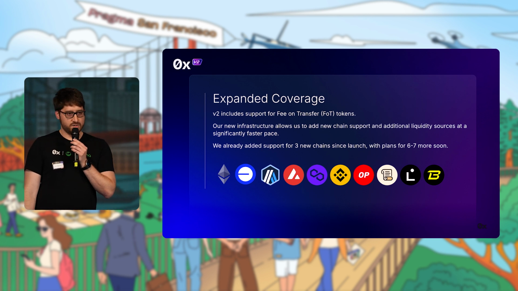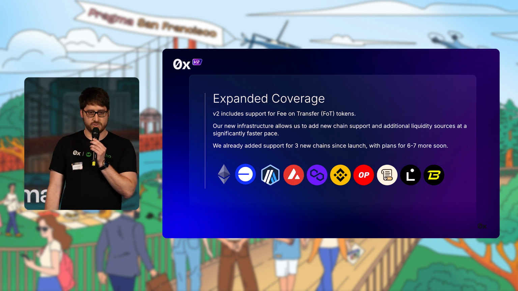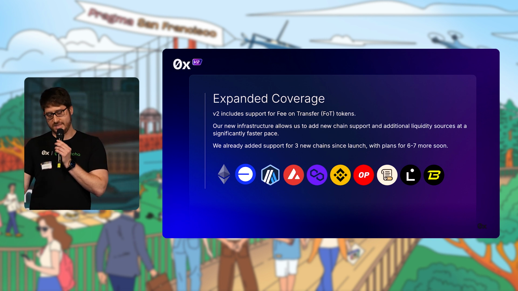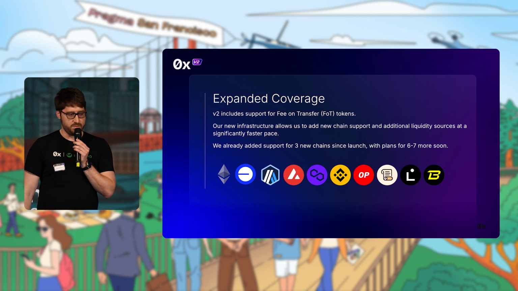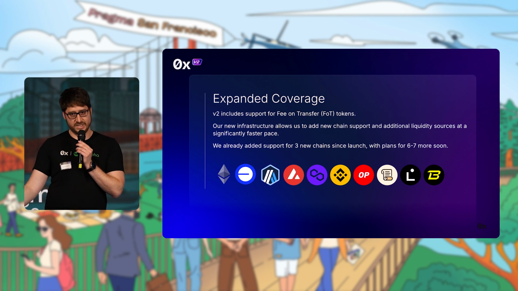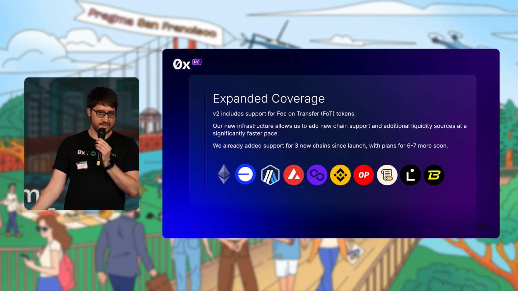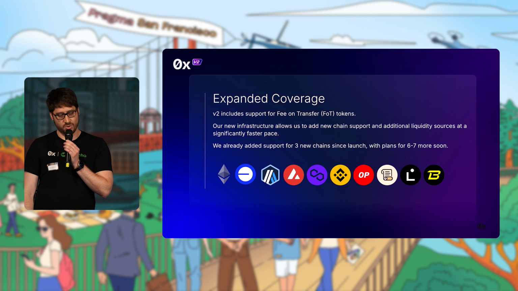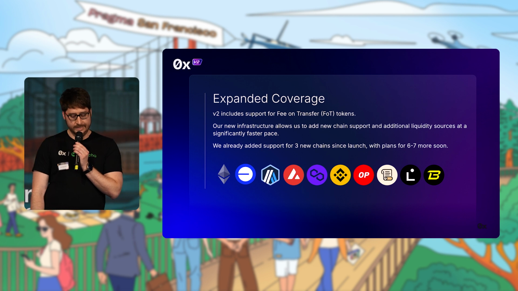So with expanded coverage, we've been able to ship more quickly. V2 includes support for fee-on-transfer tokens. This is an idea that's been around for a while, but recently really took off with the meme coin mania. So these tokens have a tax built into them. If you buy or sell the token, you might have to pay a couple percentage points. Didn't think that would last, but it did. And now that is supported in V2 in a very efficient way. We have definitely the best coverage of meme coins out there.